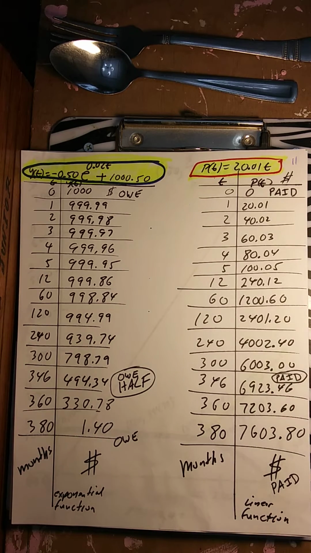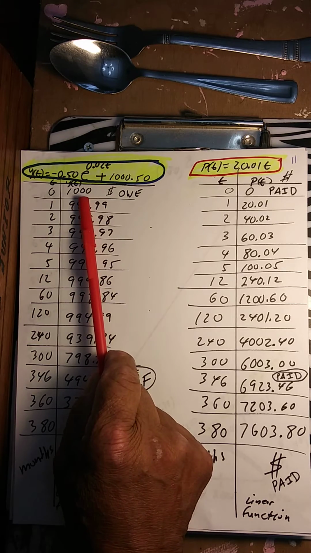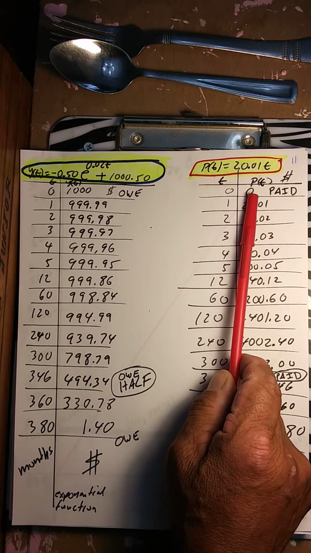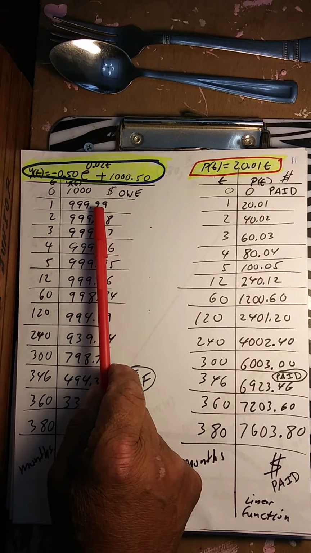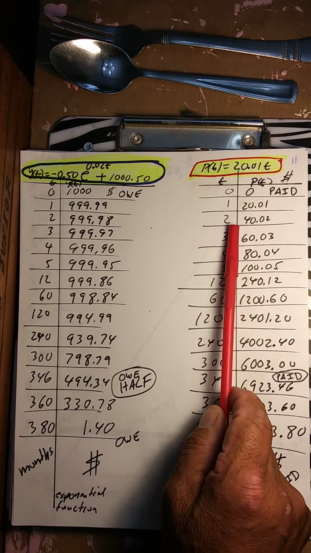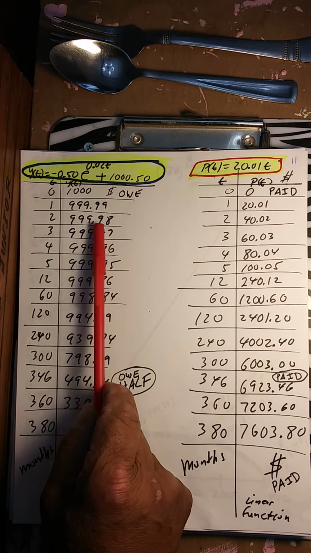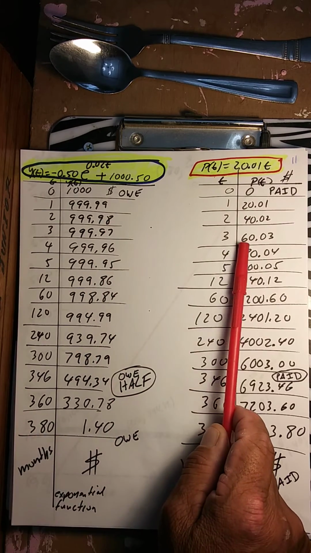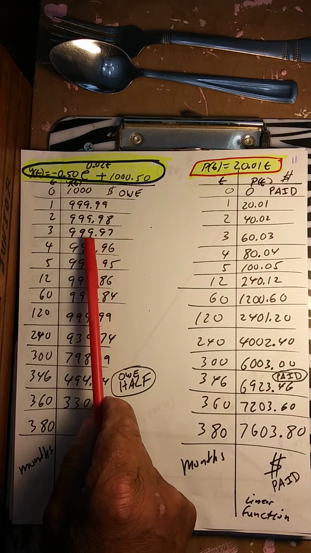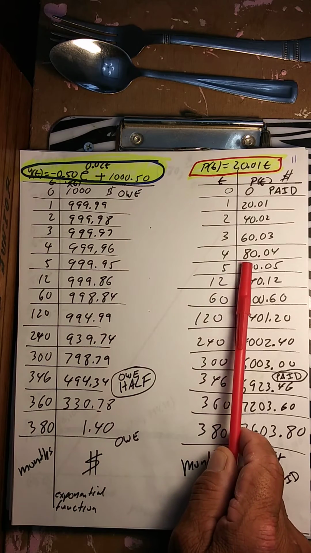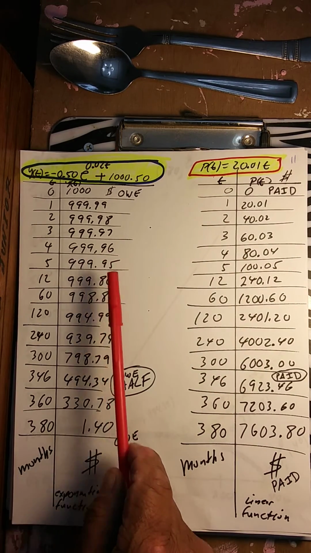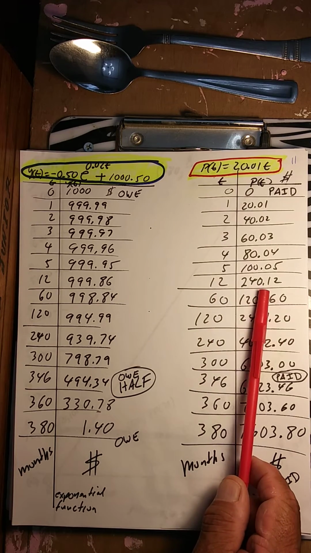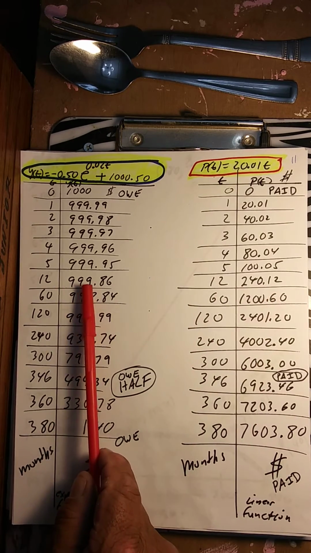So now notice, 1,000 is what you borrow. You didn't have anything. You paid $20.01, but now you owe $999.99. I rounded it. 2 payments, you pay $40.02, but you owe $999.98. 3 payments, you pay $60.03, but you owe $999.97. 4 payments, you paid $80.04, but you still owe $999.96. 12 payments, you made $240.12 to it, but you still owe $999.86.